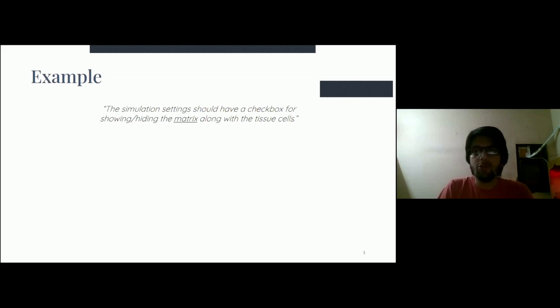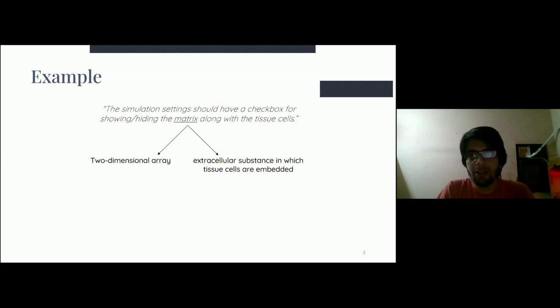Let's assume that you come from a computer science background. So it is quite obvious that the word metrics means a two-dimensional array to you. This is the meaning that you will extract out of this word. However, you may not realize that the word metrics also has a biological meaning, which might be more suitable in this context. As we can see, this can lead to some sort of misunderstanding between the stakeholder and the requirements manager. So what is a solution to this problem?